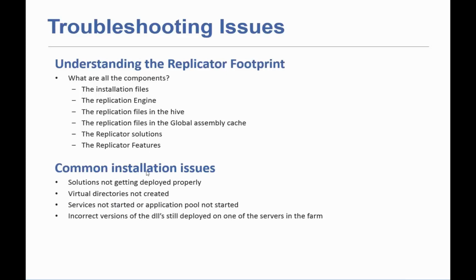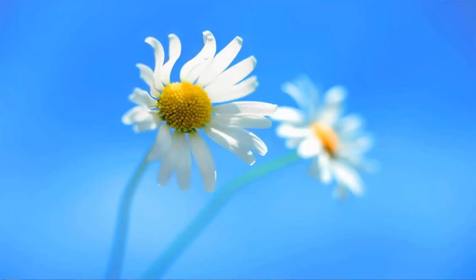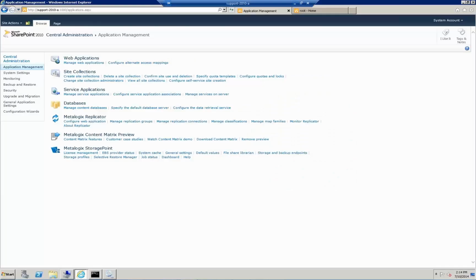And then I'm going to talk about some of the common install issues: the solutions not getting deployed properly, virtual directories not getting created, services not starting, or application pools not starting, an incorrect version of DLLs deployed on one of the servers in the farm. Okay, so I'm going to switch over to my VM here. Let me end this slideshow real quick. Give me one moment. All right. And we're going to start on the file system.